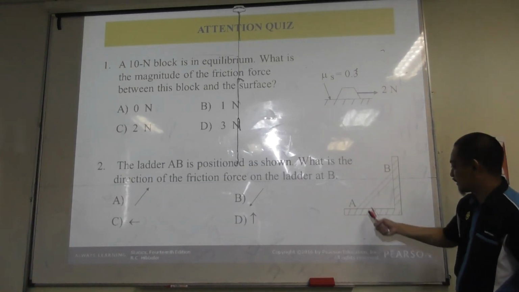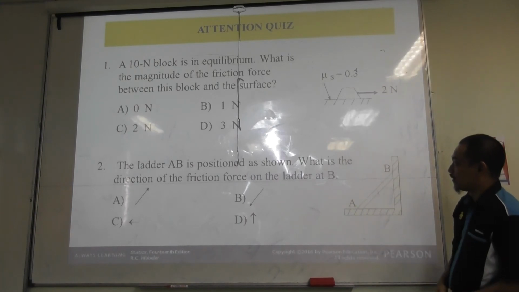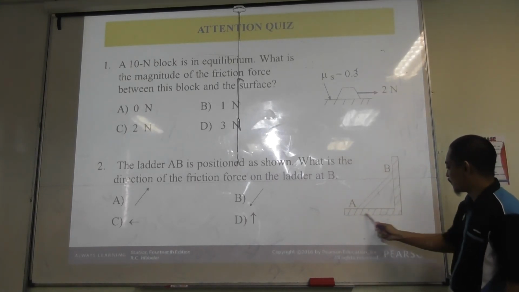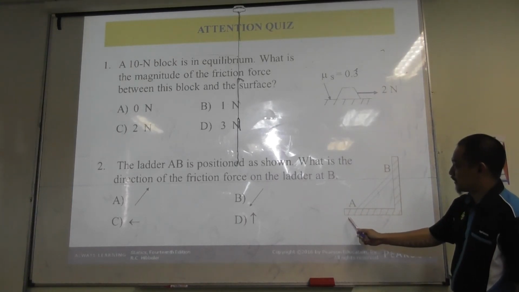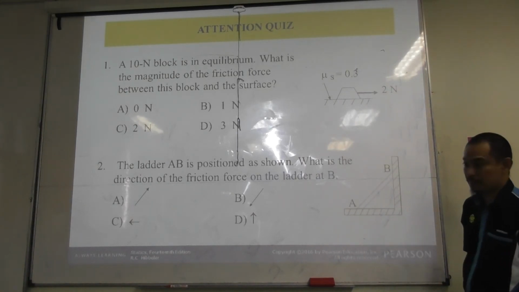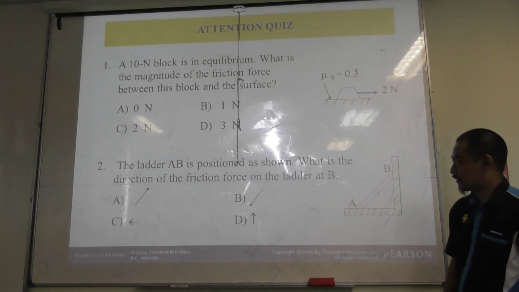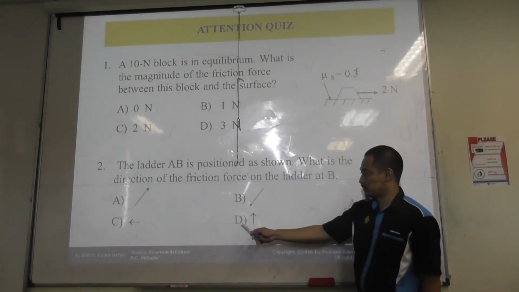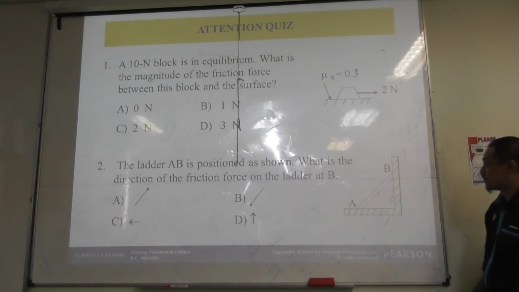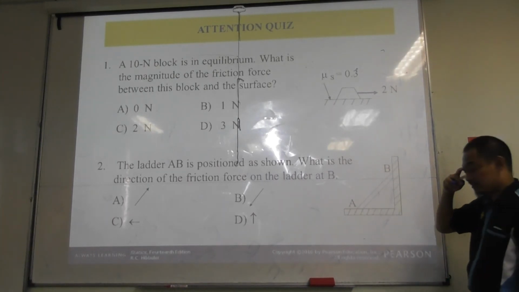Okay, what about this one? This is the ladder. This is the wall and the floor. What is the friction direction at B? A, B, C or D? Which one? A or D? D. Like this. Everyone agree?